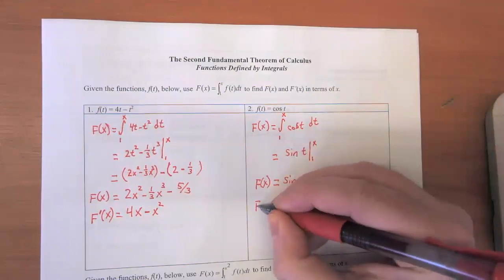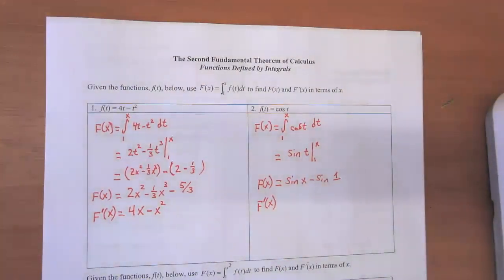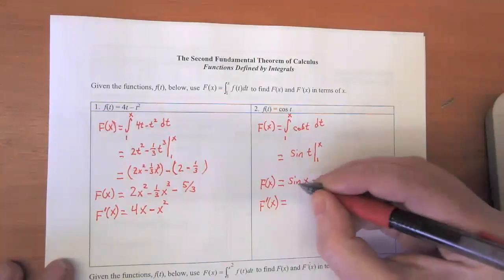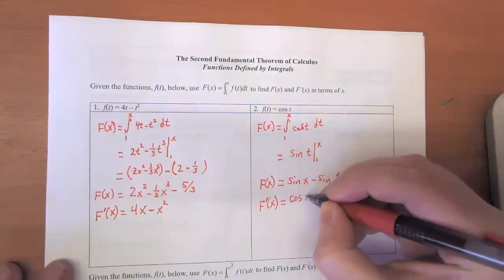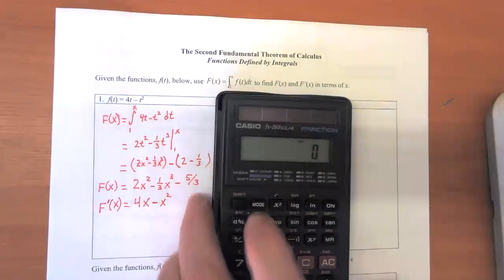And now they want us to take the derivative of that. So what is the derivative of sine of x minus sine of 1? The derivative of sine is cosine, like we said before. What is the derivative of sine 1? That might throw us for a little bit of a loop, but that is just the sine of 1 radian. So that's just a real number.